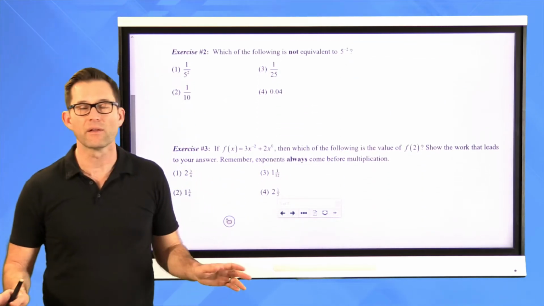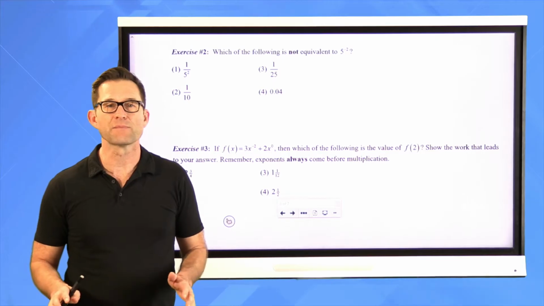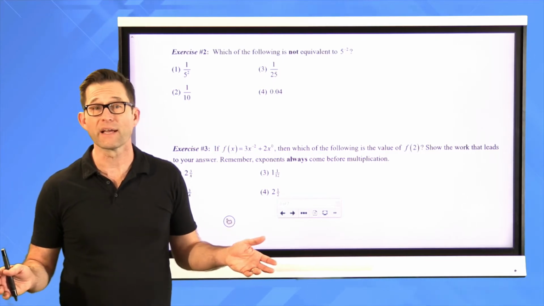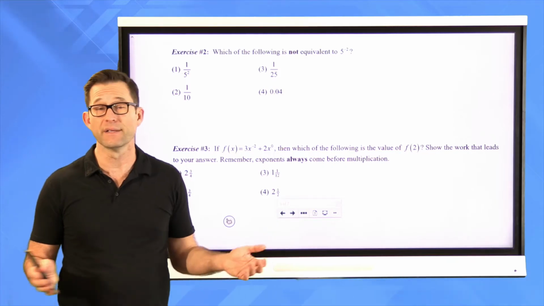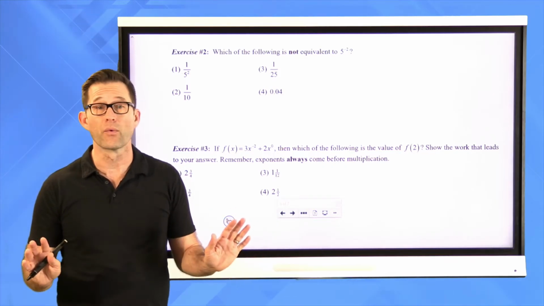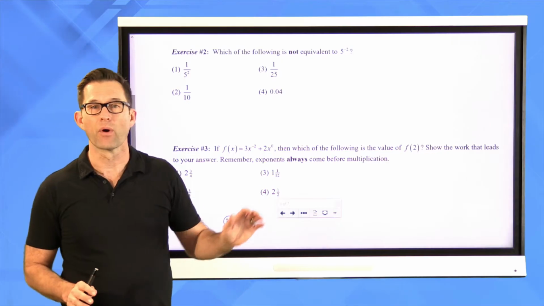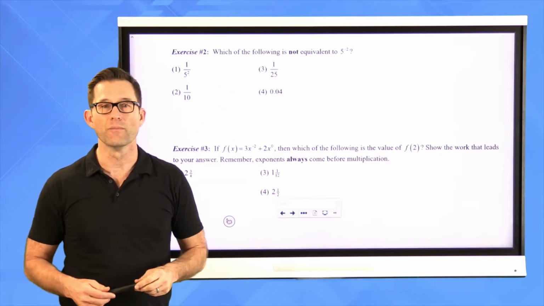And let's be clear, you work with negative exponents far more than an exponent of 0. An exponent of 0 is really kind of just like, oh, okay, it's there. And it's important, don't get me wrong. But the negative exponent's way more important. Let's take a look at exercise number 2.